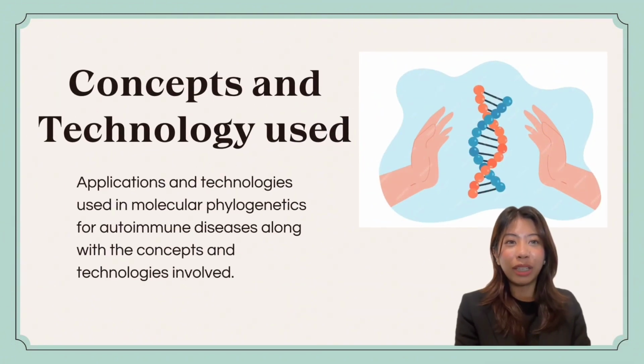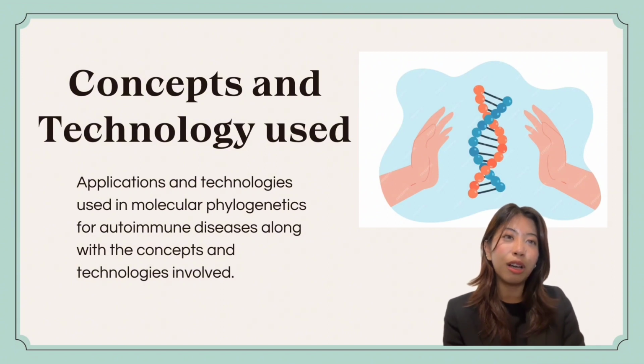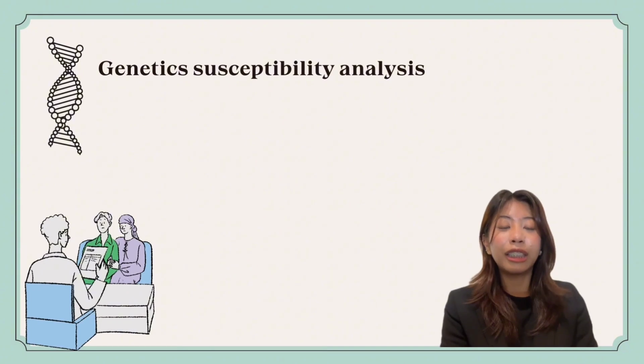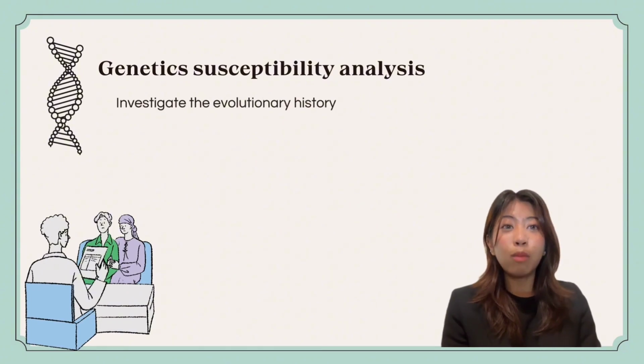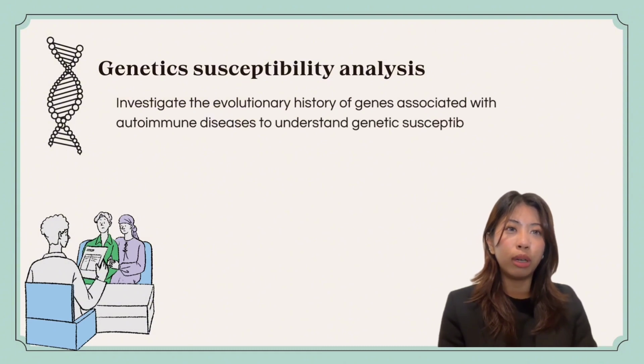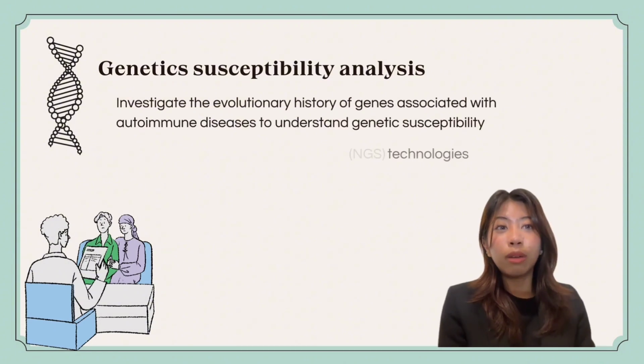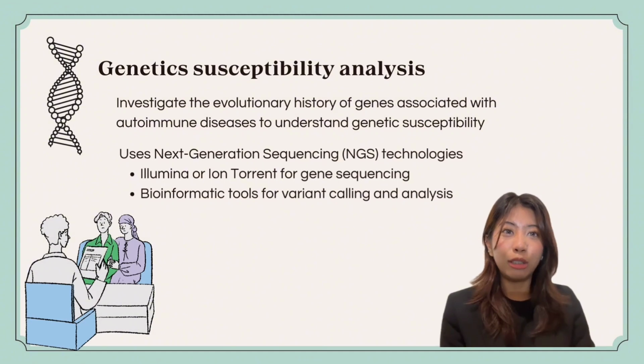I'll be explaining these applications and technology used in molecular phylogenetics for autoimmune diseases, along with the concepts and technologies involved. So firstly, genetic susceptibility analysis. So what does this mean? Genetic susceptibility means being more likely to develop a certain disease due to a mix of your genes and the environment. So to explore this, we check the evolution of genes linked to autoimmune diseases.